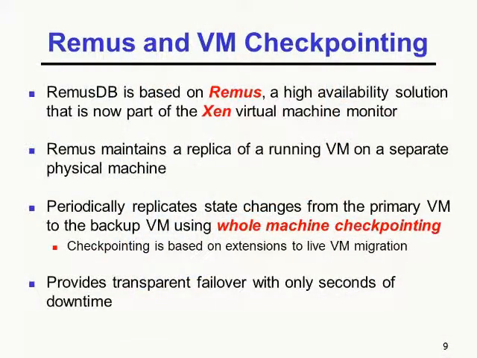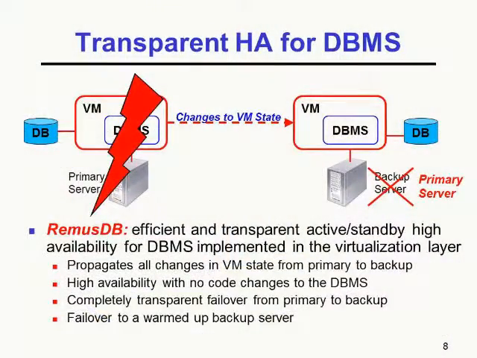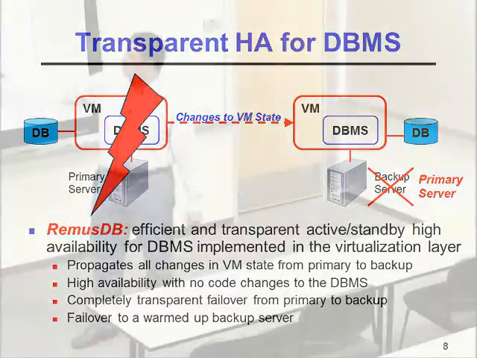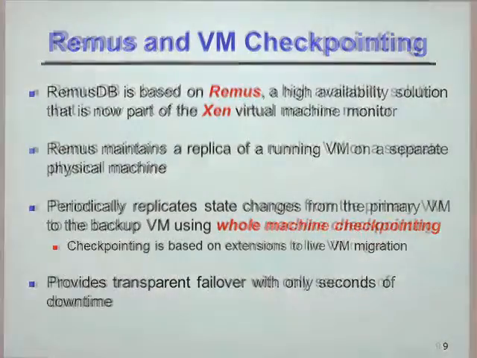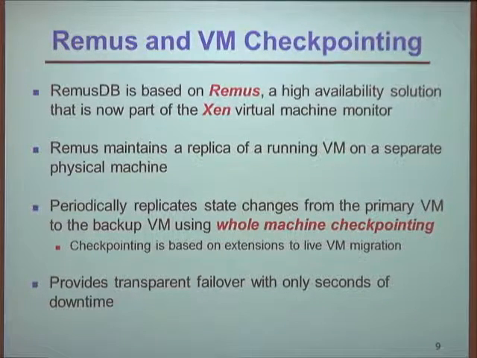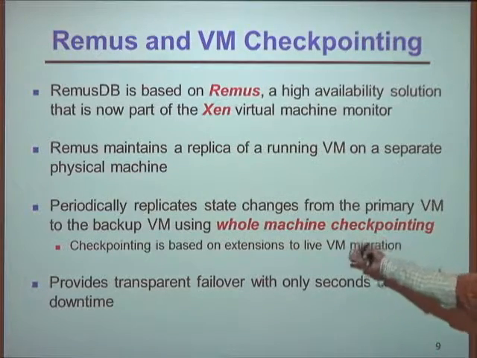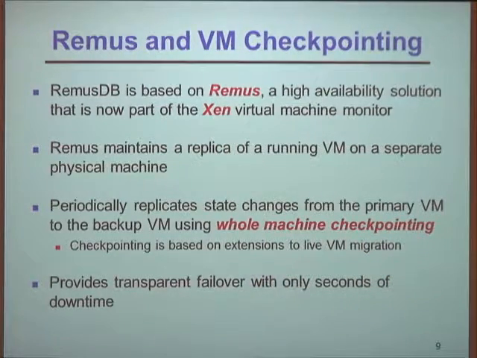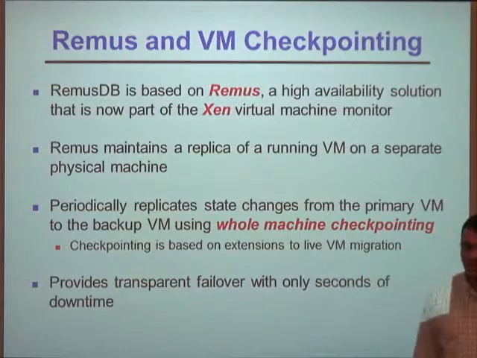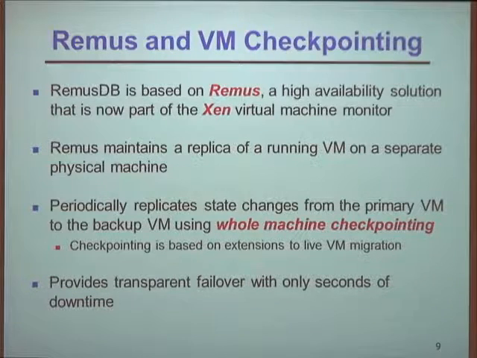Okay. So RemusDB is built on Remus, which is a project that was developed at the University of British Columbia and is now part of the Xen hypervisor. Remus does this picture. It maintains two copies of a virtual machine, one on a primary server and one on a backup server, and it periodically replicates the state changes from the primary virtual machine to the backup virtual machine using whole machine checkpointing. This whole machine checkpointing extends live virtual machine migration. So things like failing over the clients from the primary to the backup, and the transparency of failover, are handled by live VM migration. So Remus offers transparent failover with only seconds of downtime.